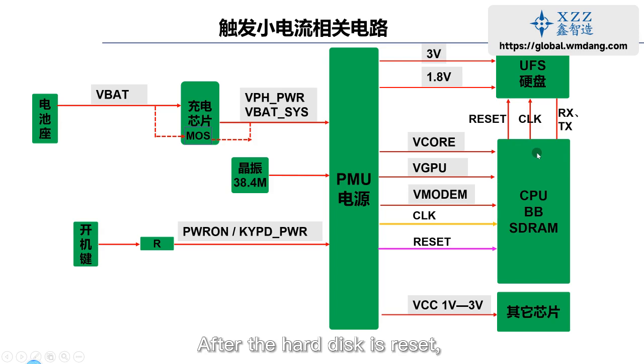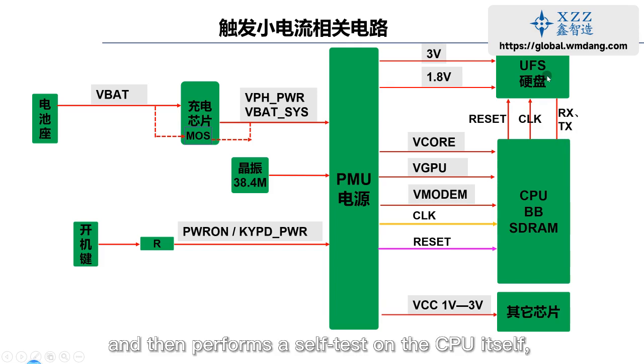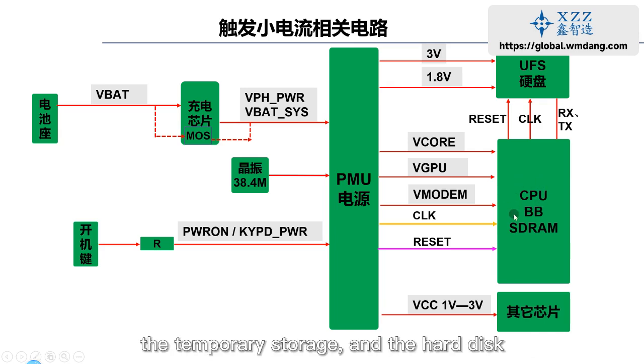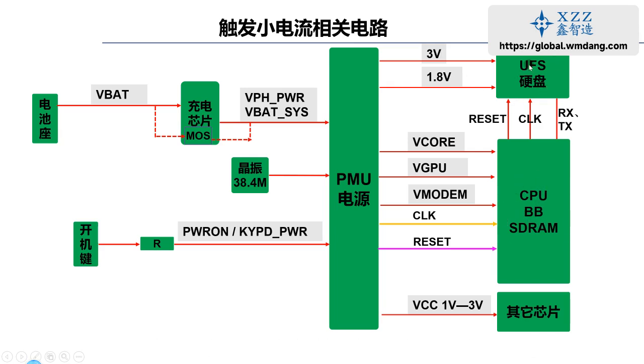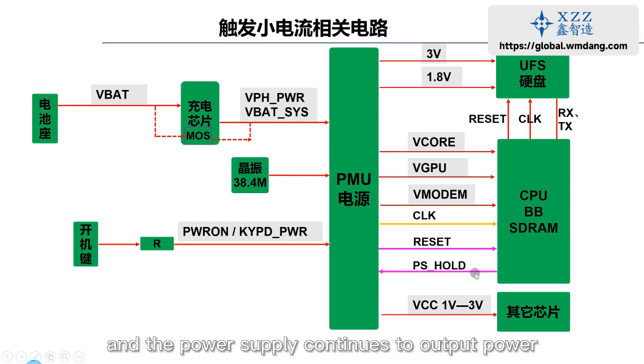After the hard disk is reset, the CPU reads the boot program in the hard disk through the RX and TX communication protocol lines, and then performs a self-test on the CPU itself, the temporary storage, and the hard disk. After the self-test is no problem, it continues to load the system and feeds back and outputs a hold signal PSHOLD to the power supply, and the power supply continues to output power.